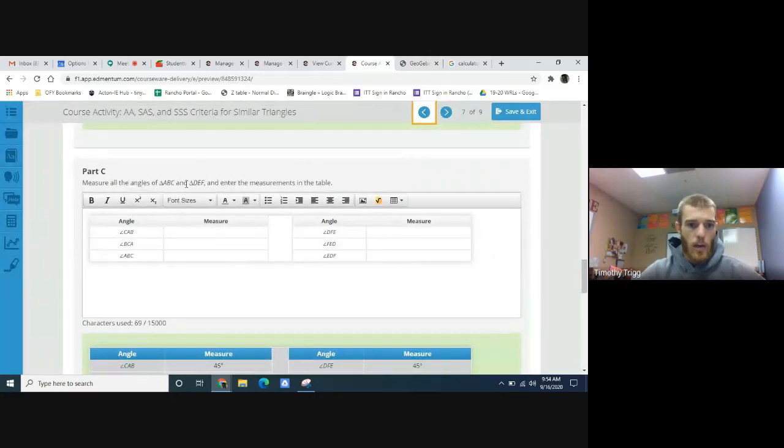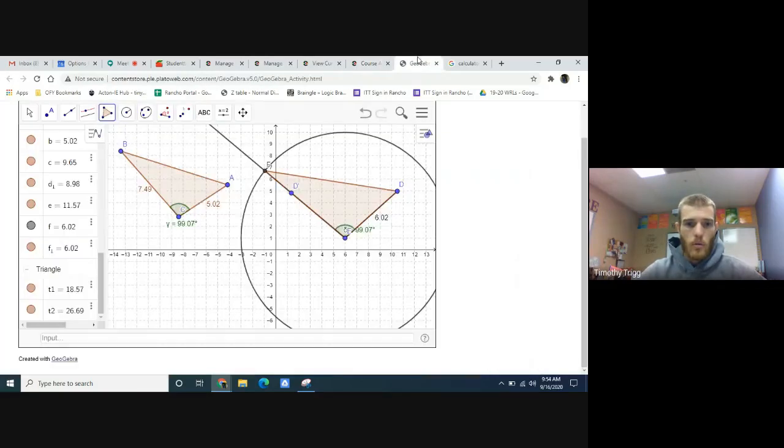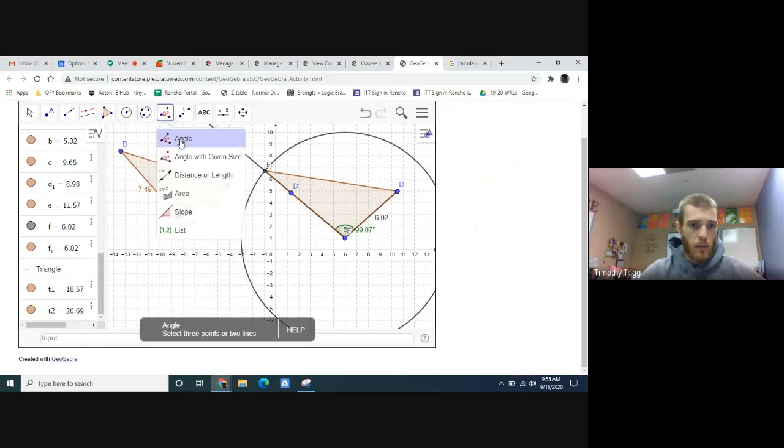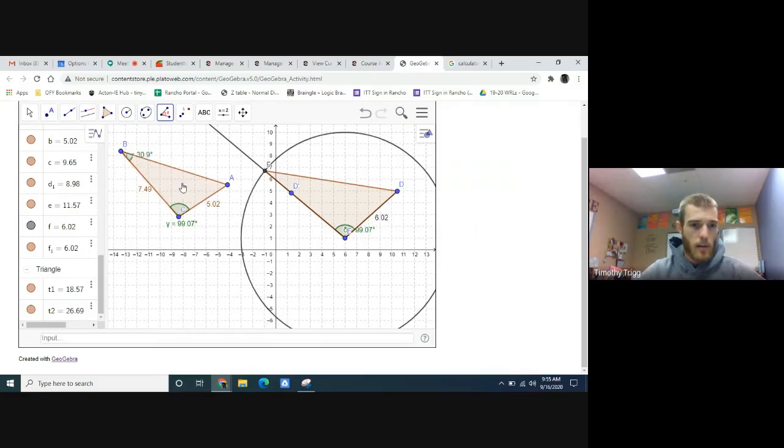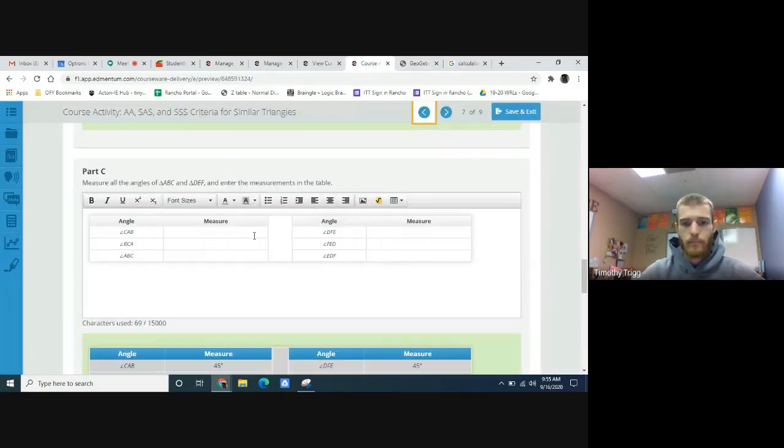Measure all the angles on triangle ABC and DEF. Okay, so you're going to find all the angle measures for all the triangles here. So again, on the toolbar, go up to this. I want to go to regular angle. Then you could start finding the measures. Click here, then here, click here, then here, click here, then here, click here, then here. You should notice that the angles have the same measure, but I want you to record those angles on this chart. Okay.